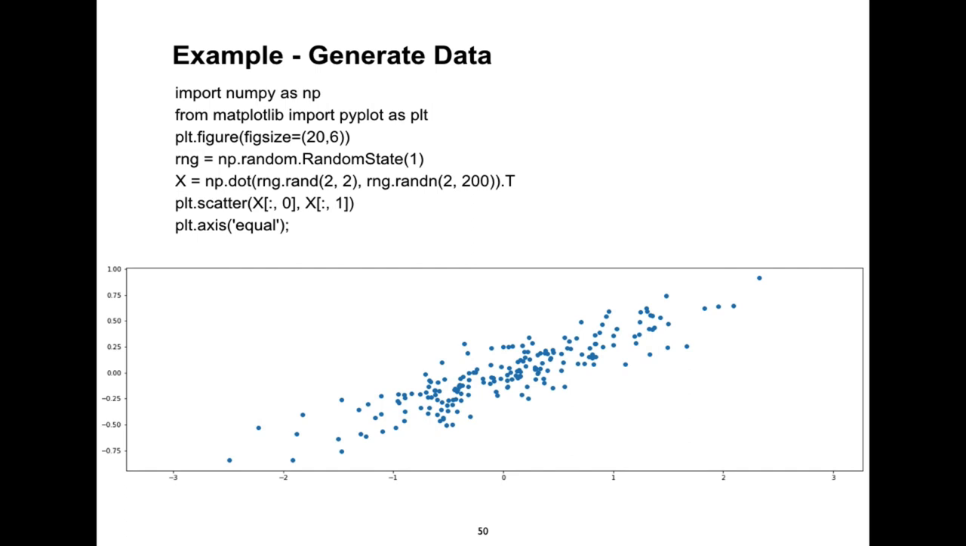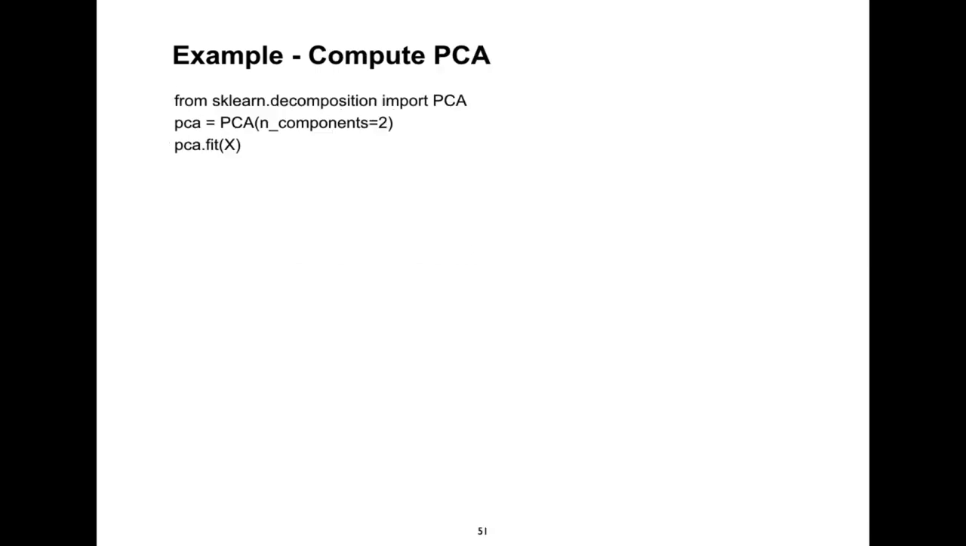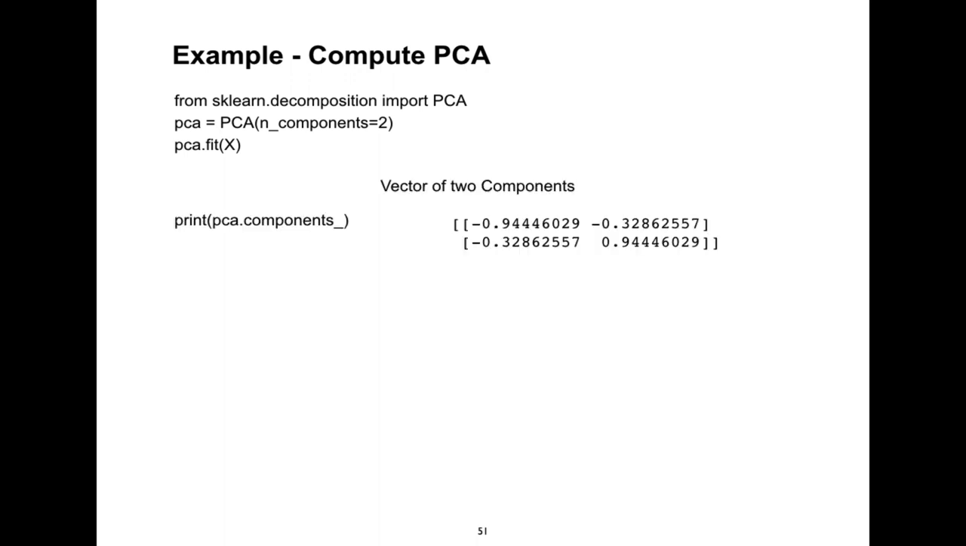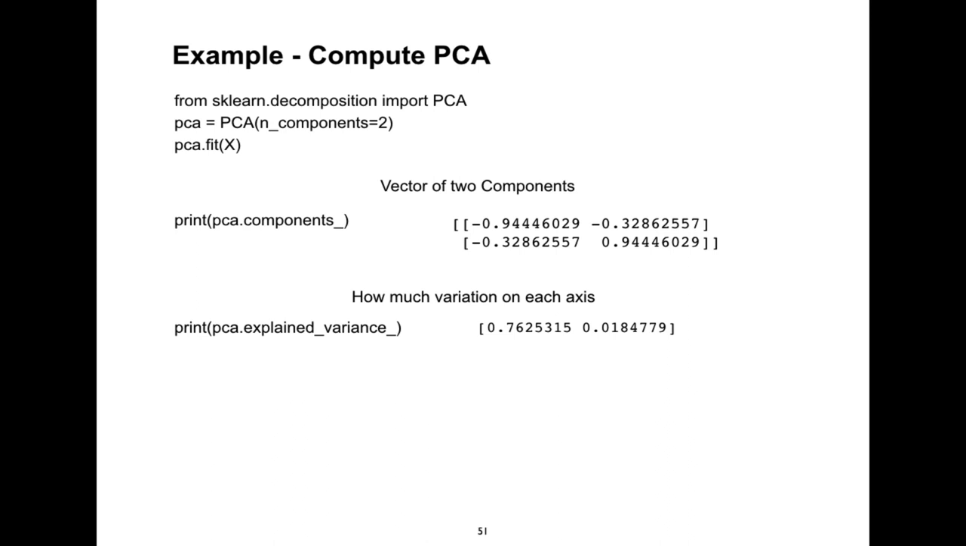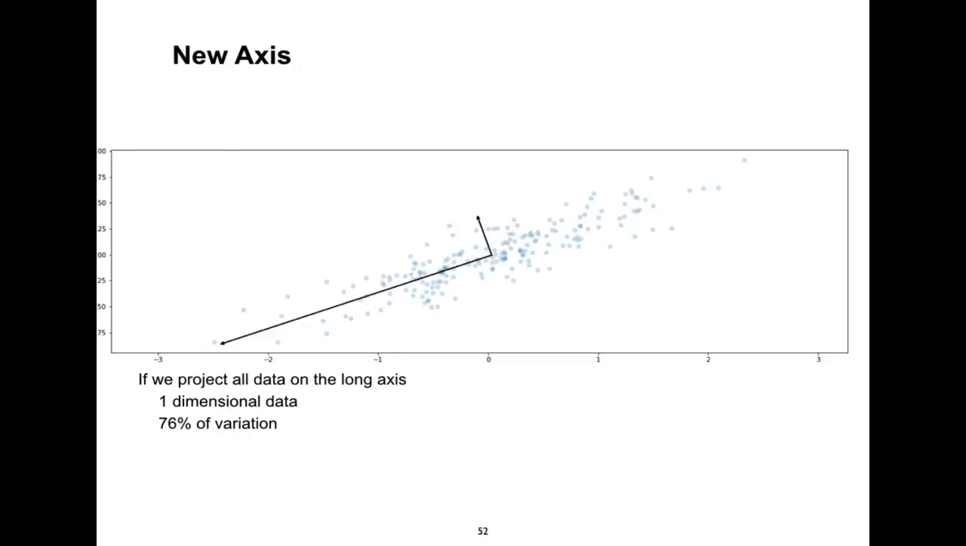So I generated again some fake data. It's clearly sort of a linear process, right? And then using PCA, look at the two components and how much variation each axis explains. We're getting 76% of the variation of that data explained by the one axis now. Center the data, then make these two axes.